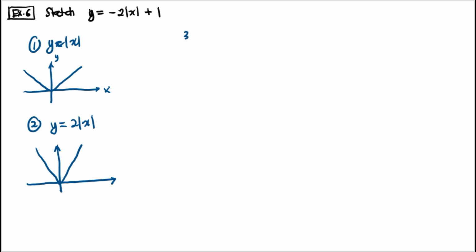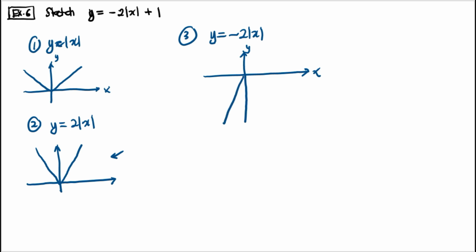But now I'm going to flip it. I'm going to reflect it about the x-axis. So we're going to reflect this graph about the x-axis. Suppose we have this is y and this is x. So of course our graph looks like this. So this is minus 2 modulus of x.